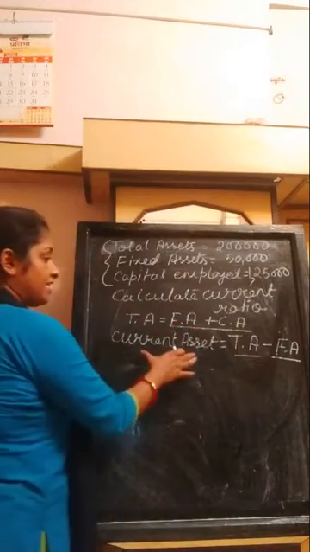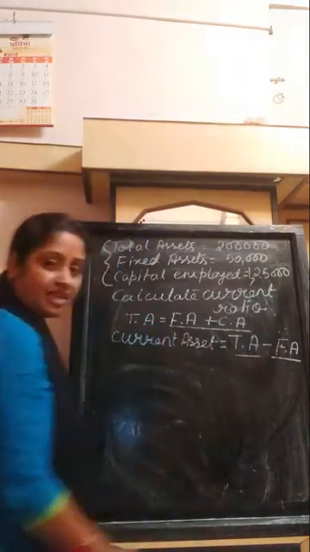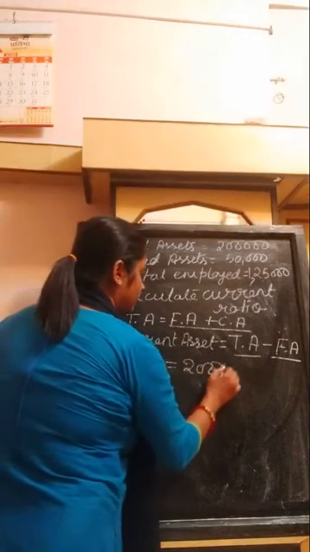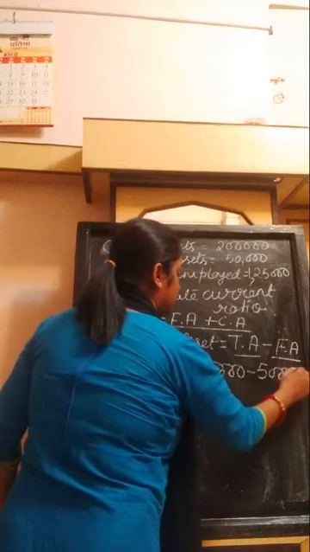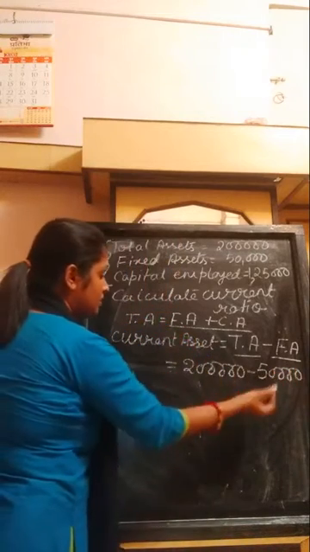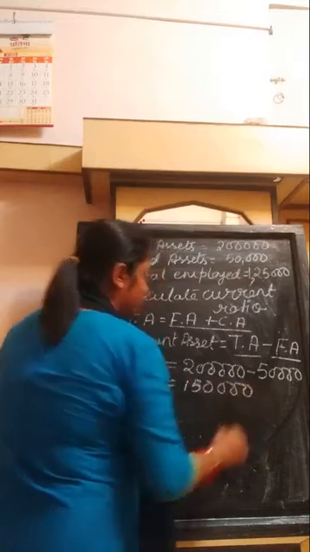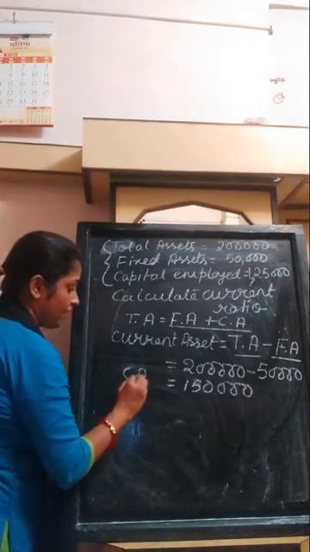Now current asset therefore must be equal to total asset minus fixed asset. Total asset given in the sum is 2 lakh and fixed asset given in the sum is 50,000. So 2 lakh minus 50,000 is 1,50,000. So this is the current asset. Current asset we have got.